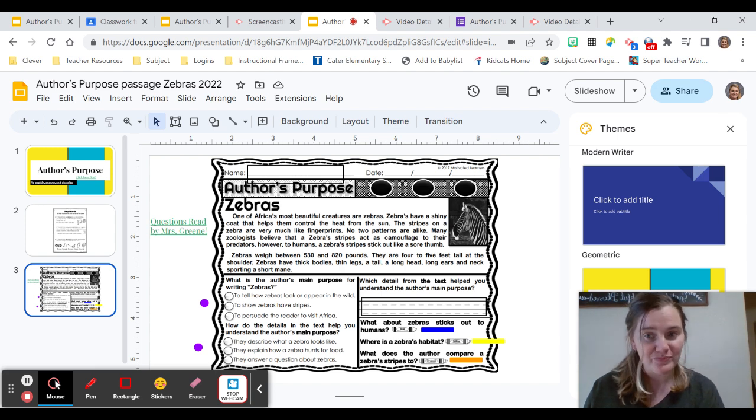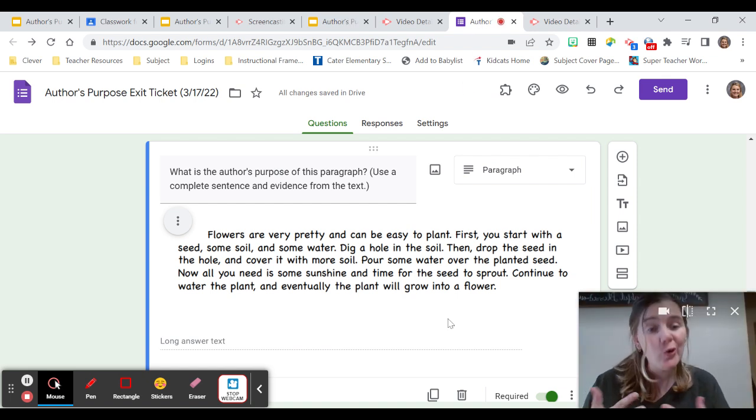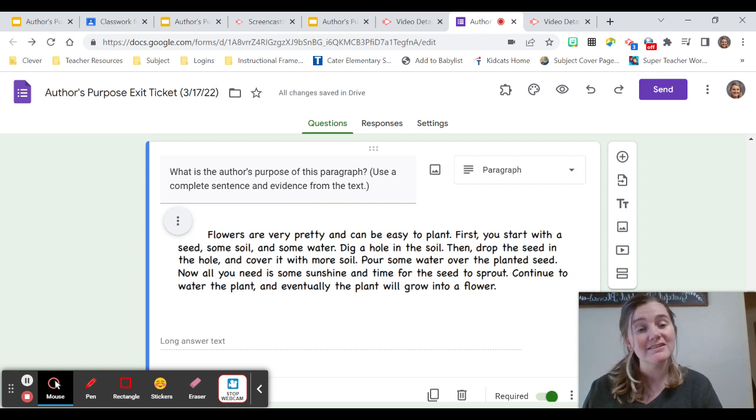I would use the information from the exit ticket to determine who still needs some more help with author's purpose, and then assign either additional practice for them or take it to the next step and assign something that'll help them to advance on it.